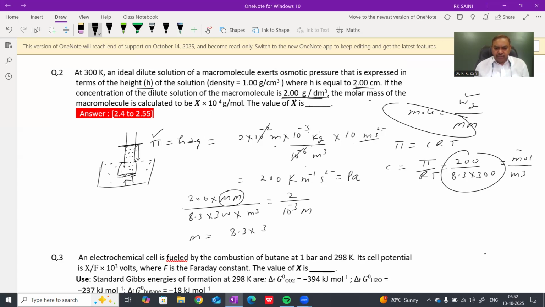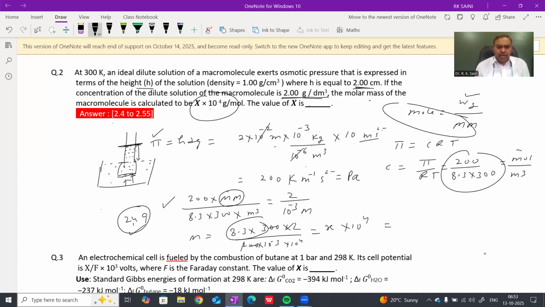And as we find the molar mass, this molar mass equals 8.3 into 300 into 2 divided by 200 into 10 to the power minus 3. And this molar mass equals x into 10 to the power 4. By solving this problem, the answer is 2.49. The actual answer is 2.49 according to the given value of R.